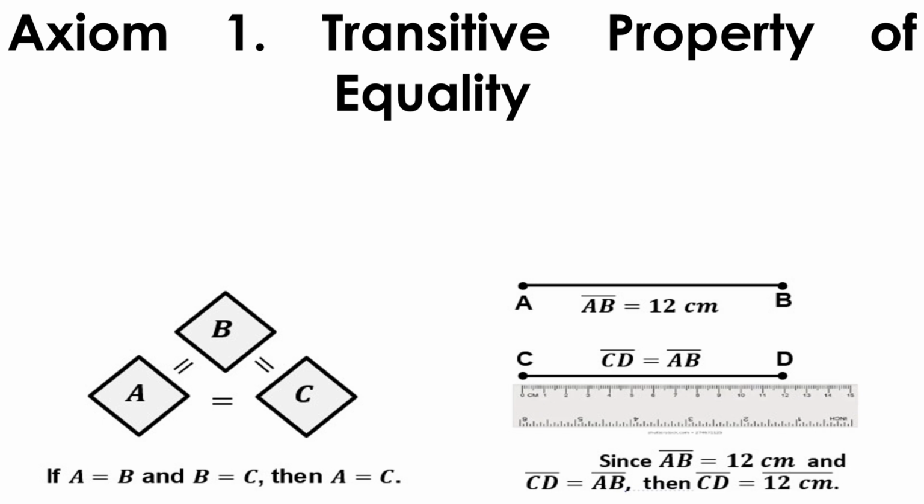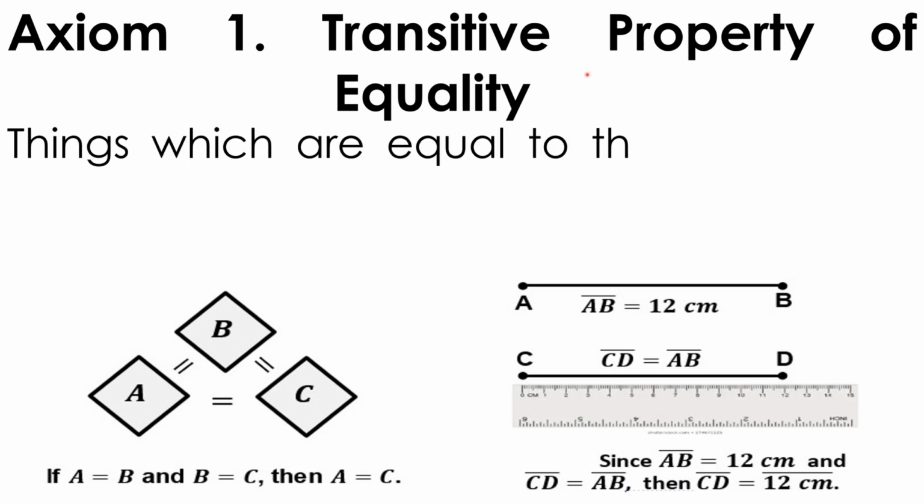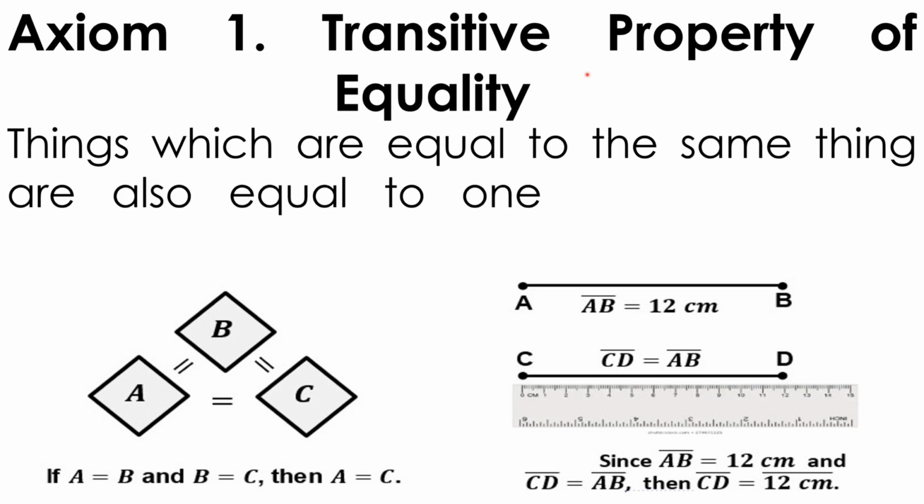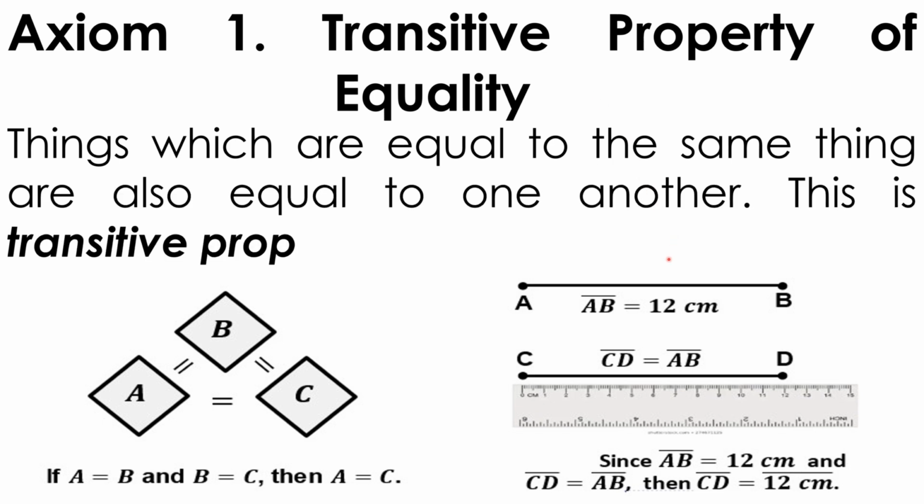Axiom 1, transitive property of equality. Things which are equal to the same thing are also equal to one another. This is the transitive property of equality. So we have here the figure. If A is equal to B and B is equal to C, then A is equal to C. So we have here the measurement of line segment AB is equal to 12 cm and CD is equal to line segment AB. Therefore, line segment CD is also 12 centimeters.